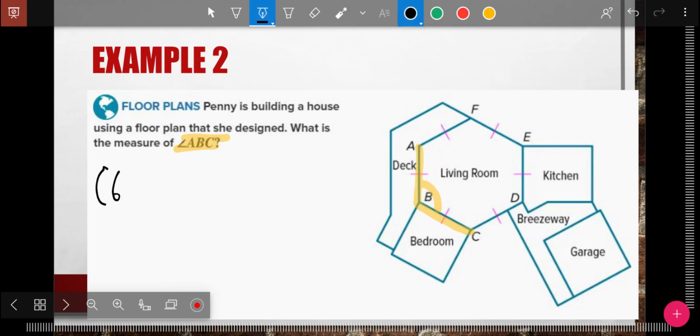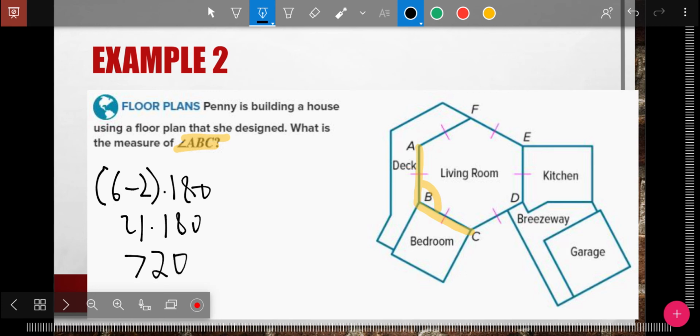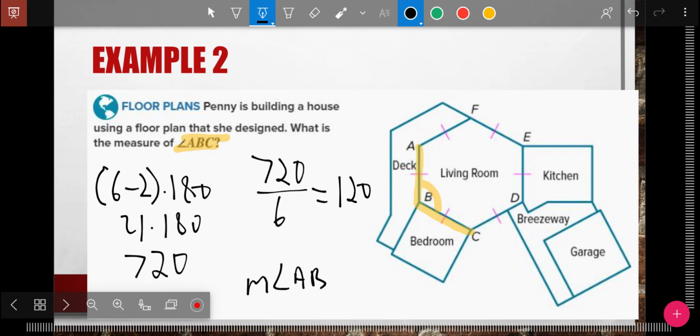So total degrees, 6 minus 2 times 180. 4 times 180. Total degrees, 720. Total degrees inside the living room. ABC is just one angle, though, and it's a regular. They're all the same. And so I do 720 divided by 6 is 120. And then I write my answer out. The measure of angle ABC is 120 degrees.